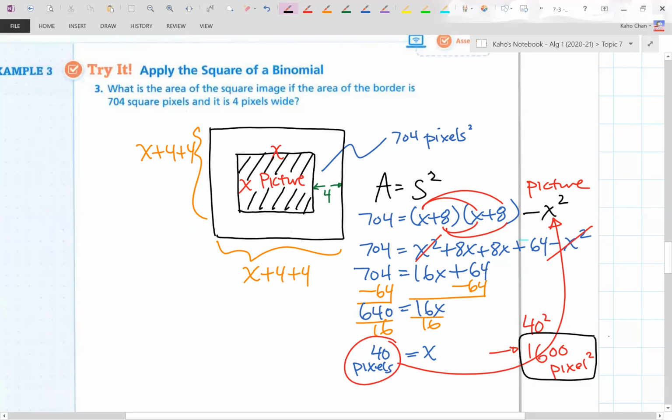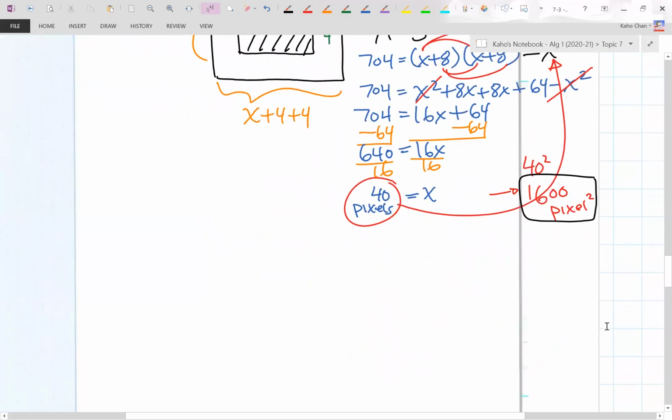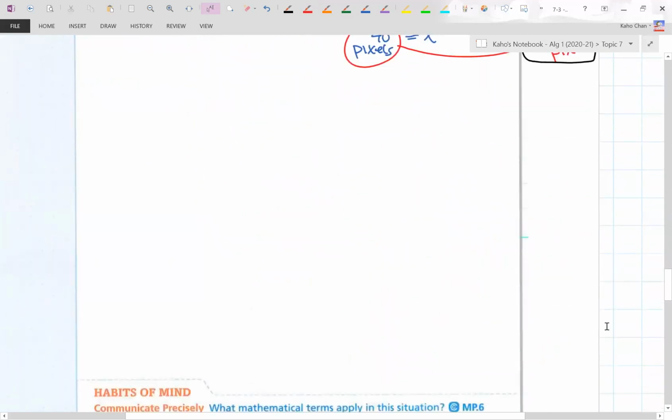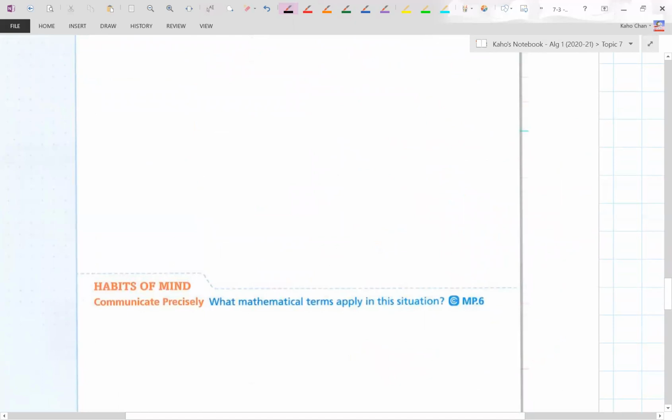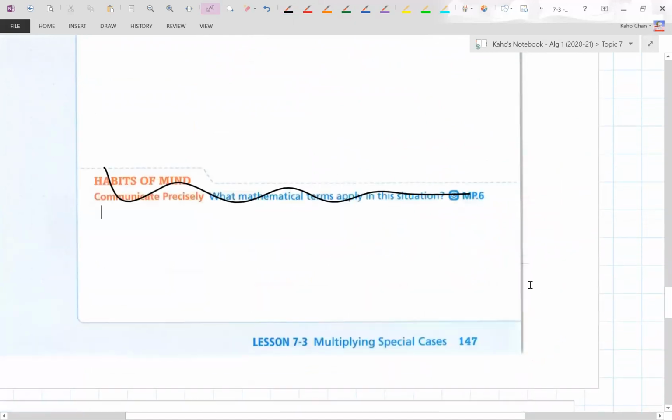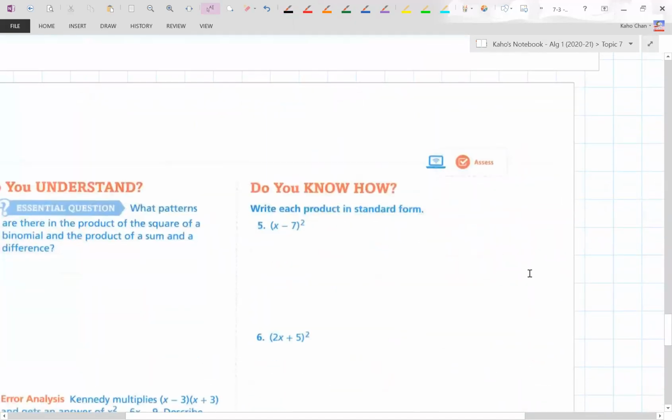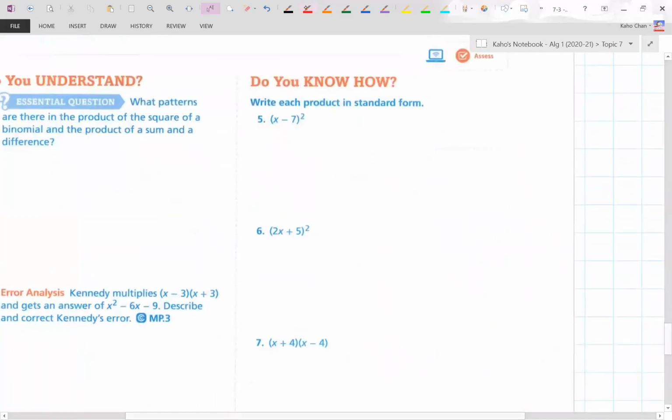You guys ready for the last page? We'll skip the habits of mind at the bottom. All right, last page. I'm gonna do a lot of foiling. We'll use a pattern. I don't really care. Oh, here we go. Let's do it.